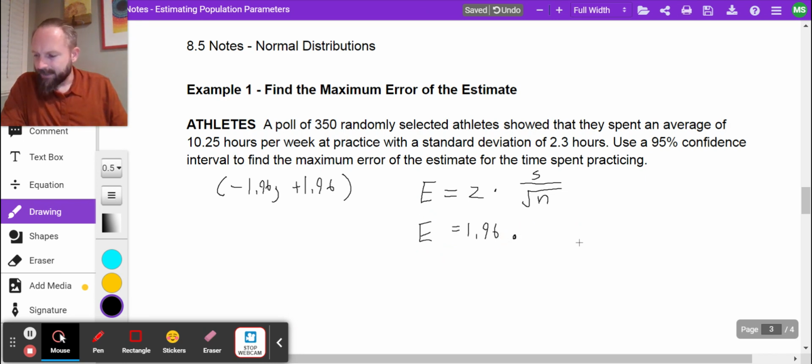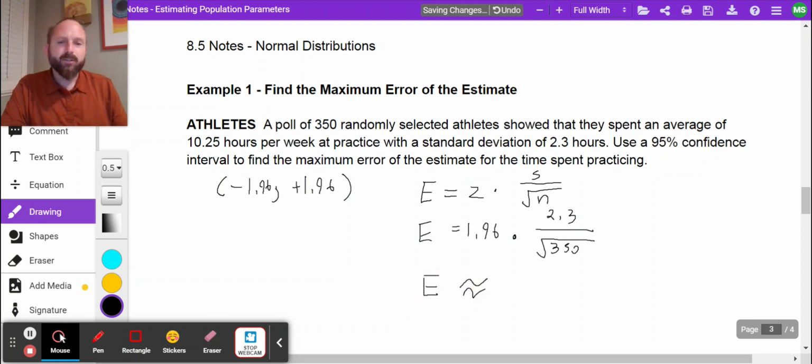And we understand that our standard deviation is 2.3. Well, how many people do we have? We had 350, and so we're going to find the square root of that. And if we use our calculator, we should get a maximum error of around 0.24.